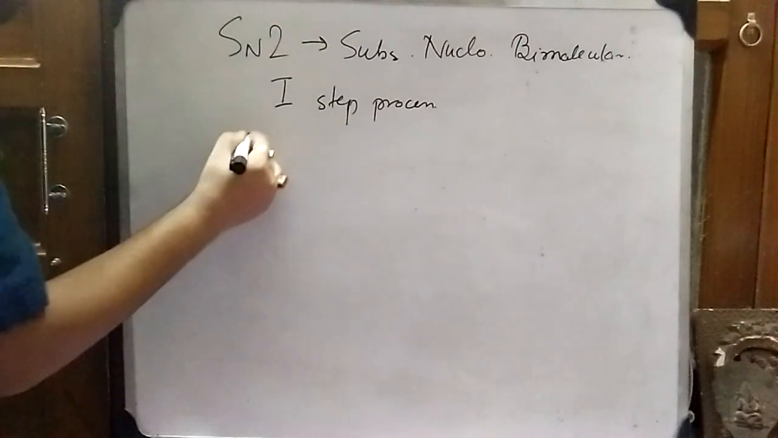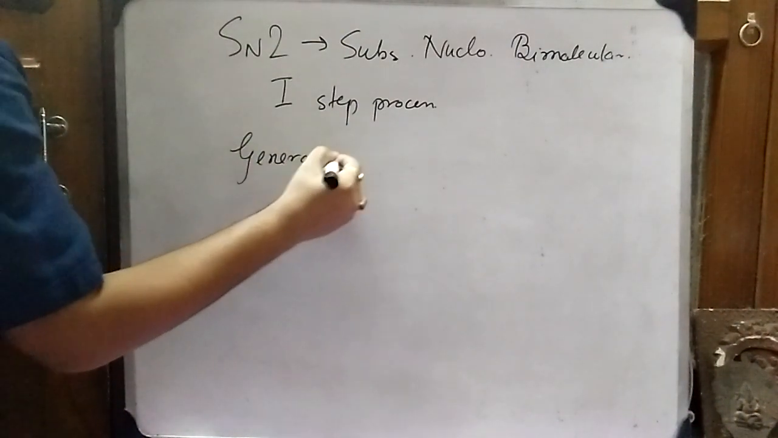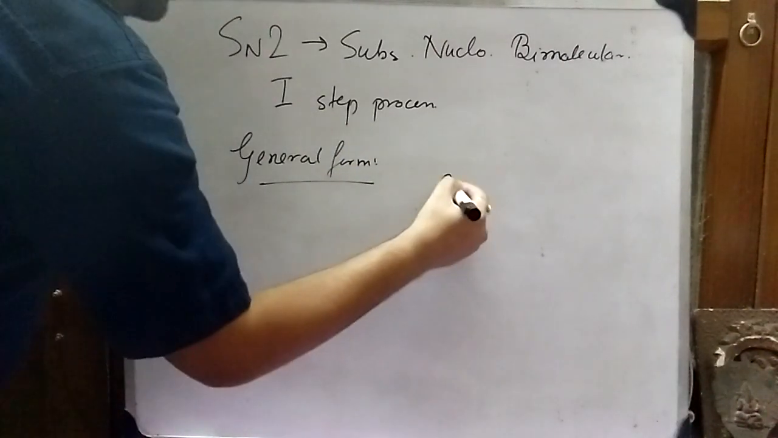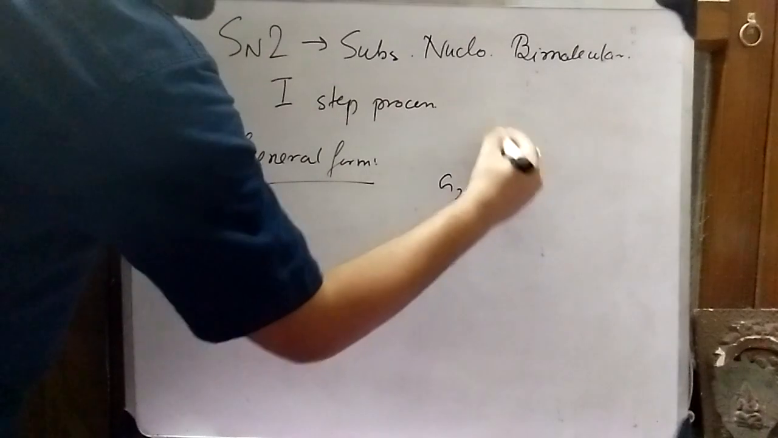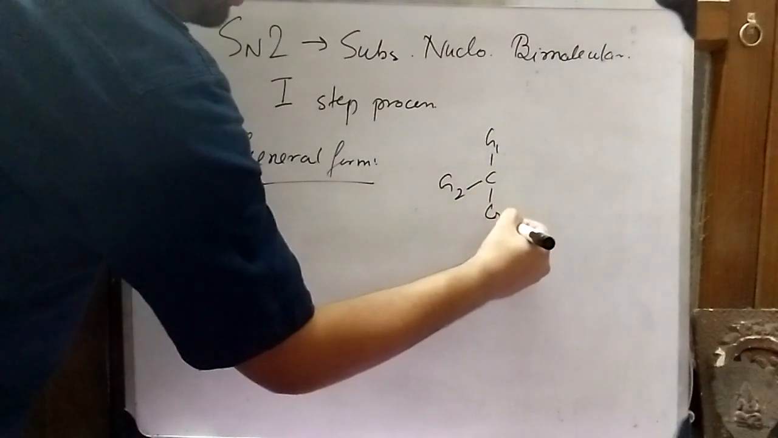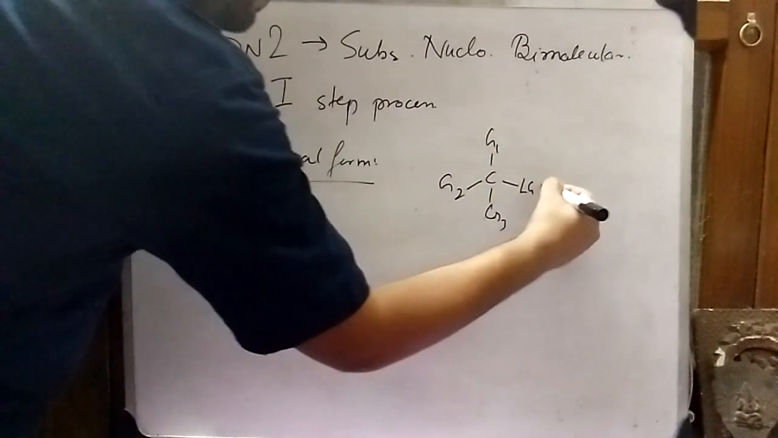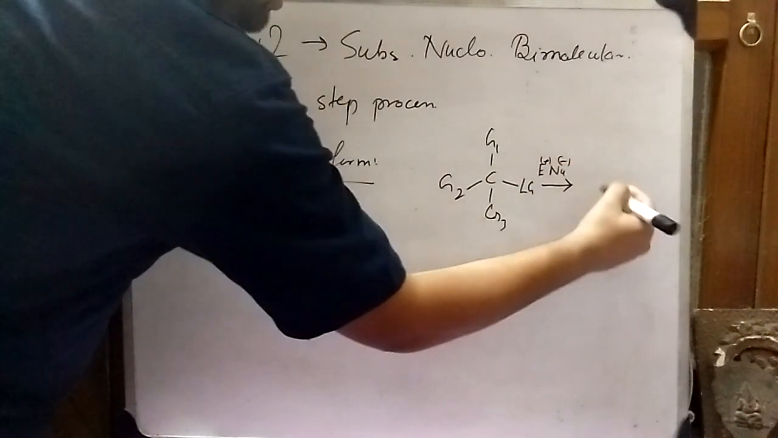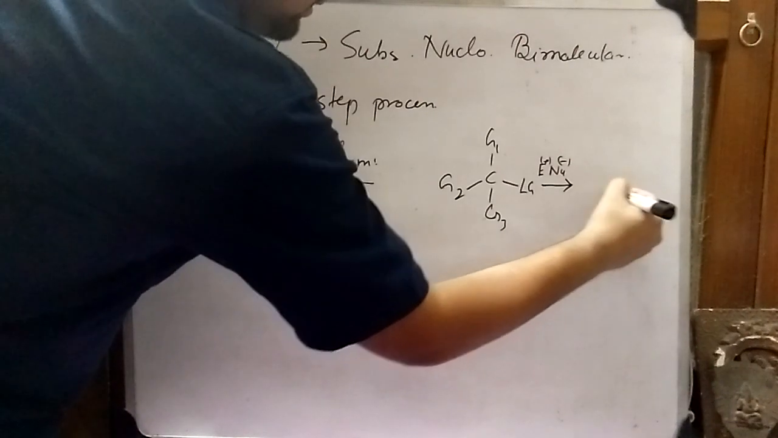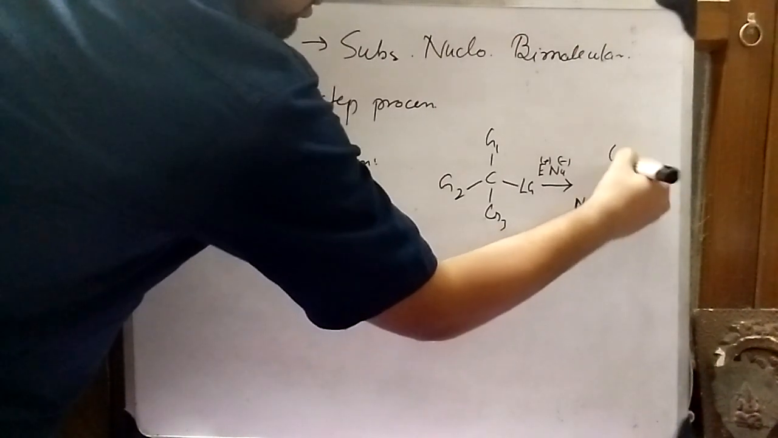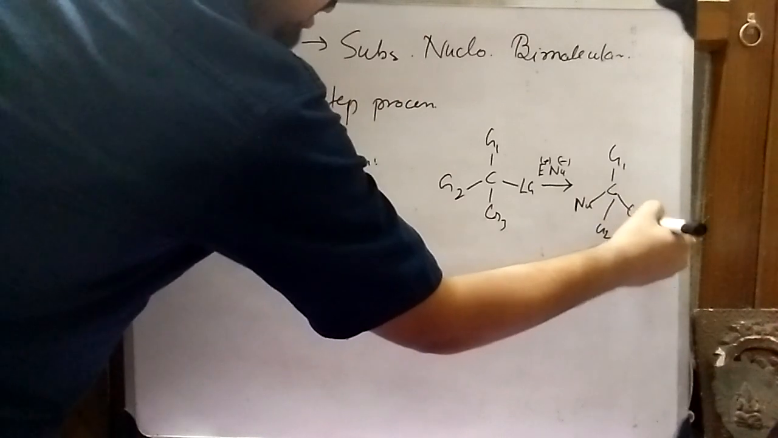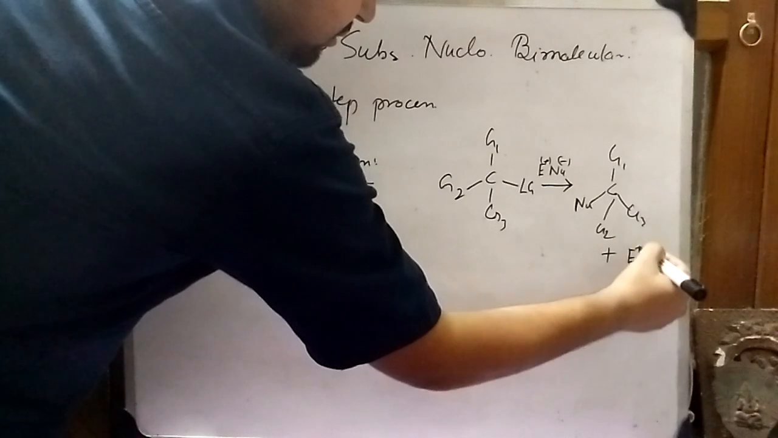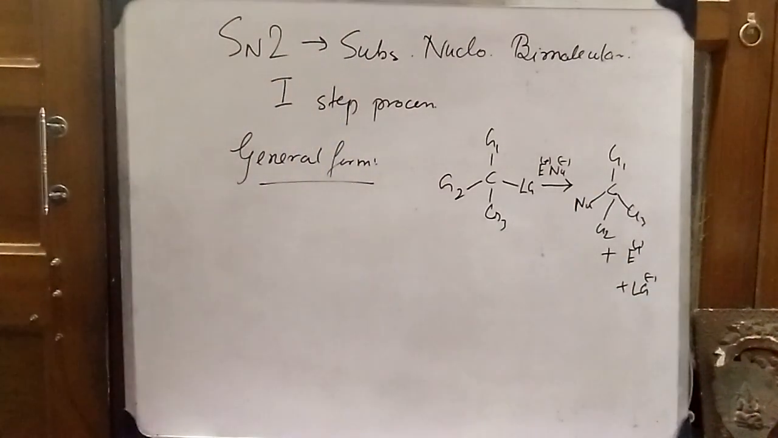The general form of this reaction is, let us take the example from the previous class. C, G1, G2 and G3 along with a leaving group will be attacked by a nucleophile, and the nucleophile will replace the leaving group like this. This is the general form of the reaction.